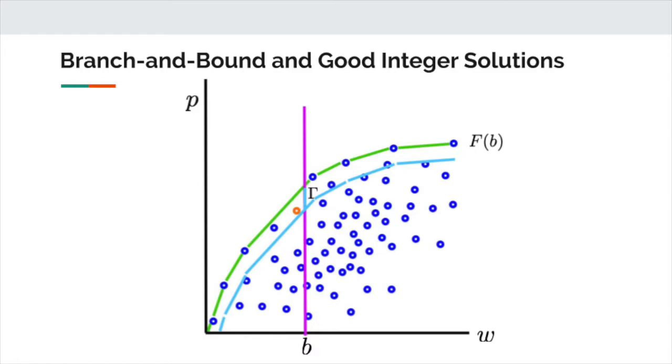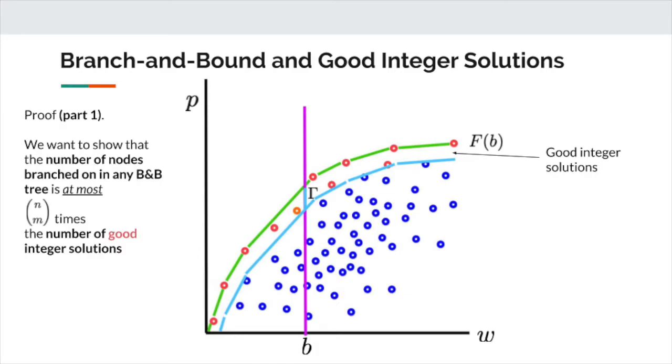And this cyan curve is just f of b shifted down by gamma, so f of b minus gamma. And so these points here in pink are exactly what we call good integer solutions or good 0, 1 solutions. I'll go back and forth between those terms during the presentation. And these are the points that are above the cyan curve, okay? So for the first part of the proof, we just want to show that the number of nodes branched on in any branch and bound tree is at most n choose m times the number of good integer solutions, okay?